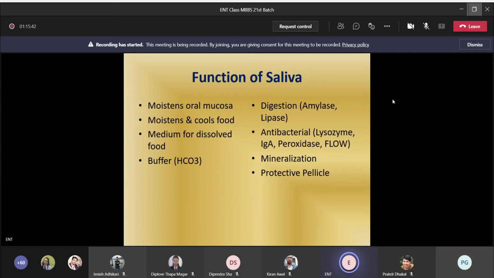The function of saliva is divided as follows. It moistens the oral cavity, and moistens and cools the food. It is a medium for the dissolved food, and it acts as a buffer. In the digestive system, it has amylase and lipase, which cause digestion. It has antibacterial property: lysozyme, immunoglobulin A, peroxidase, and this flow causes the antibacterial activity. Mineralization will also be there, and it is also protective. There are also protective pellicles.